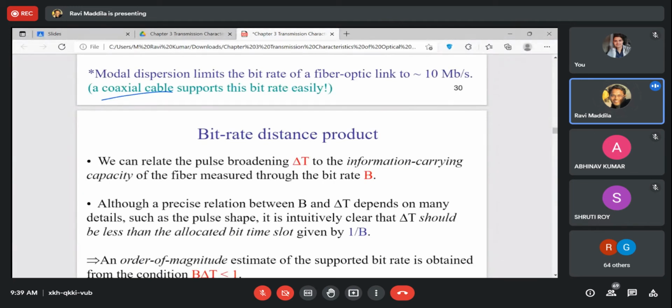So the bitrate distance product gives us an idea of what is the actual information carrying capacity of the channel, be it a coaxial cable or a fiber or a Cat6 cable or a Cat5 cable and so on.